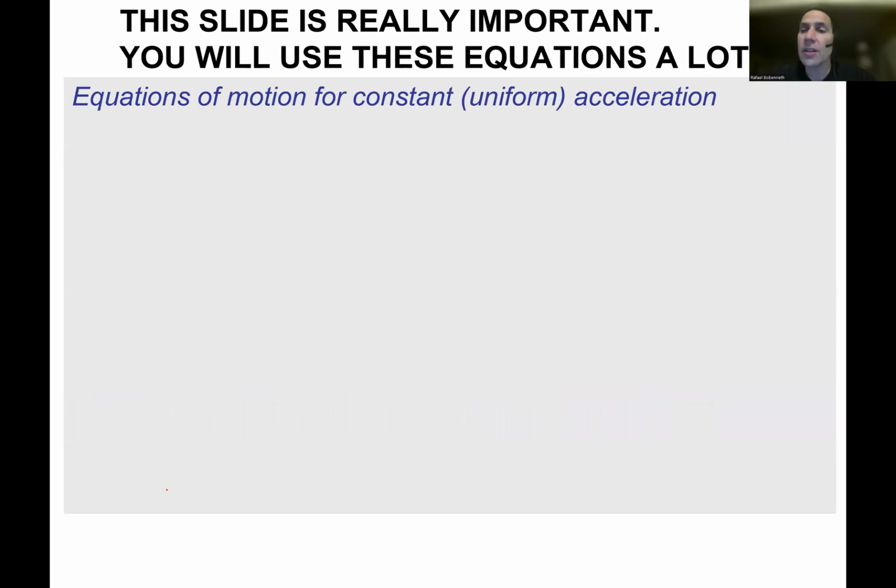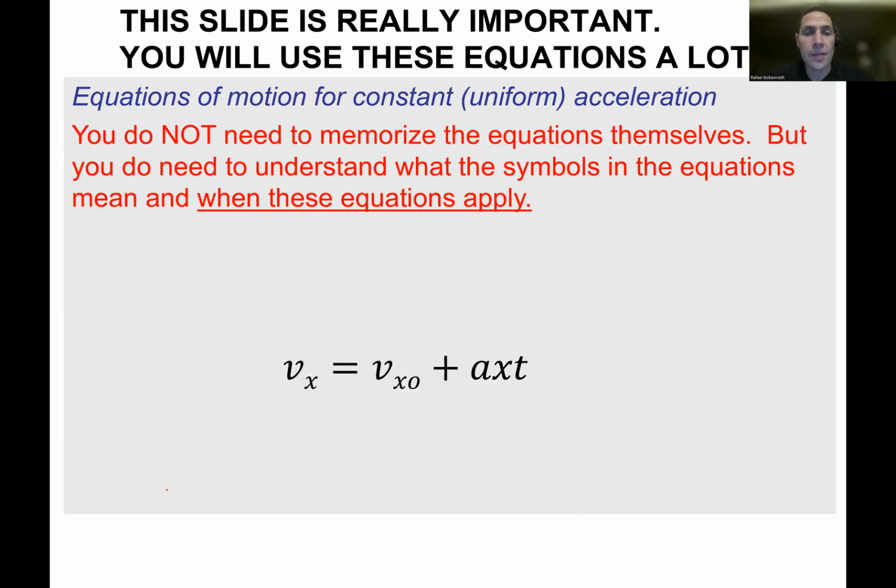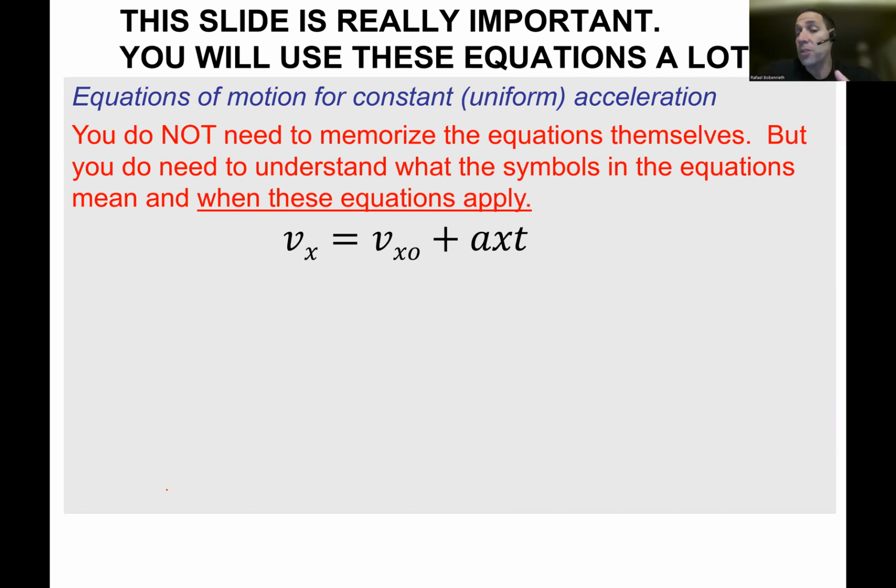The equation I'm going to show you here, you're going to use a lot. Again, you do not need to memorize these equations, but you do need to be familiar with them enough so that you know what the letters mean and you know how and when they may be used. So the first one here, notice what that says, and I'm going to say these like I want you to say them. So I'm not going to say vx equals vxo. I'd rather you say, and I'm going to try and say, velocity in the x direction, or final velocity in the x direction, equals the initial velocity in the x direction plus the acceleration times time.